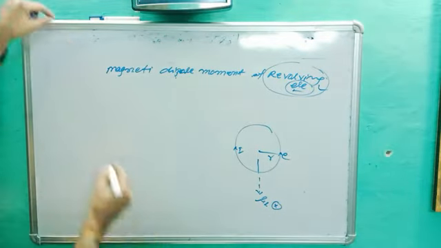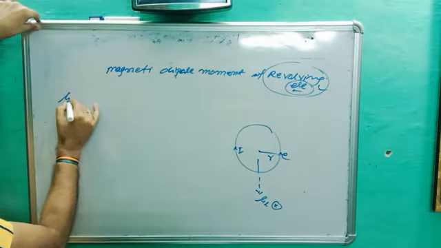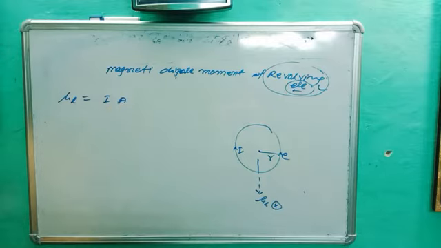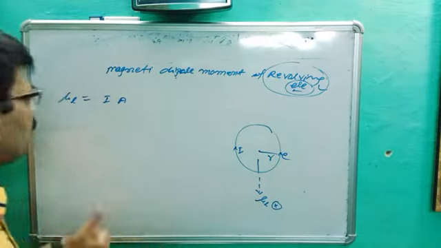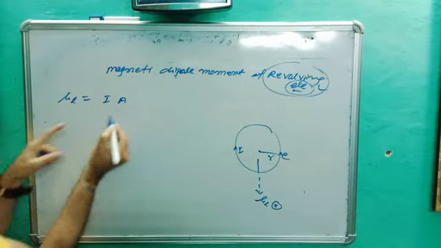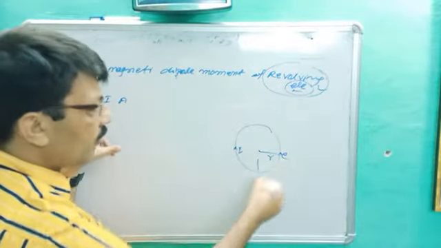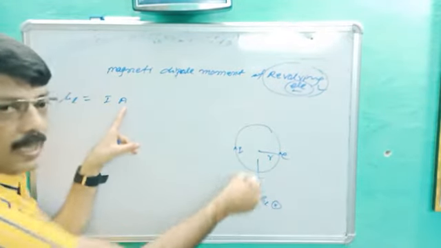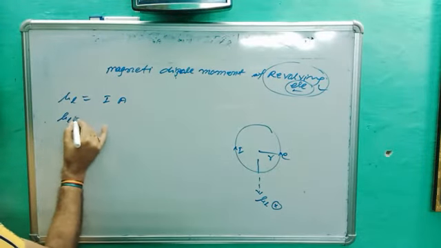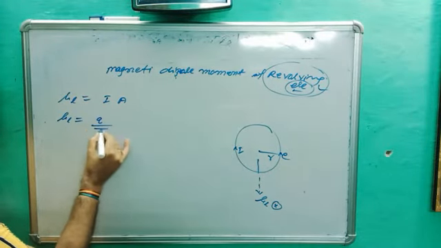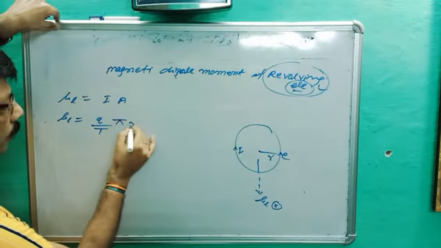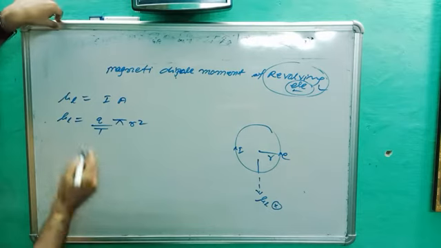So the formula is mu L equal to IA. In the case of a revolving electron, instead of M it is represented by mu L equal to IA. I is the flowing current in the opposite direction of the electron, and A is the area occupied by that electron. Next point, mu L is equal to what value of I? You better know I is equal to Q upon capital T, total time taken in one rotation, into area pi r square.